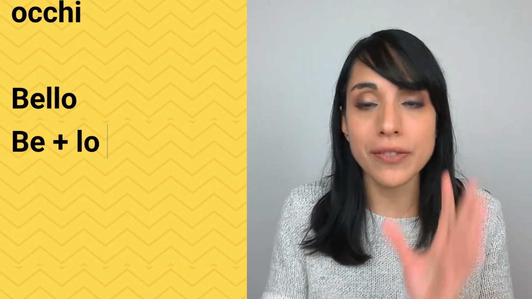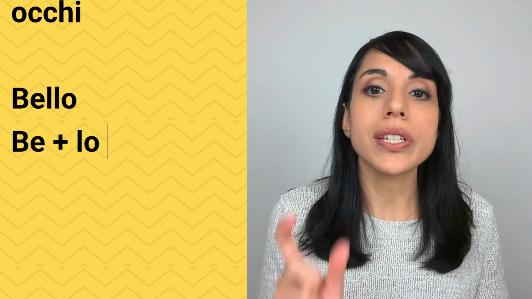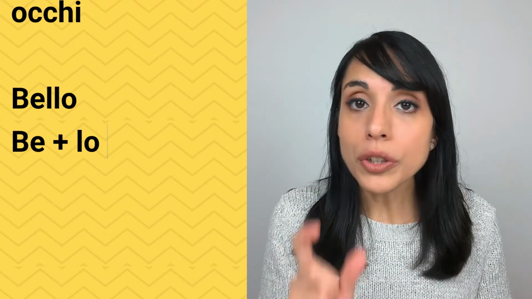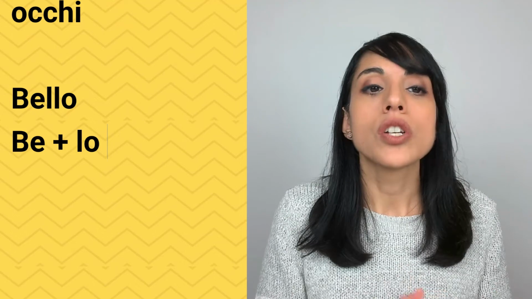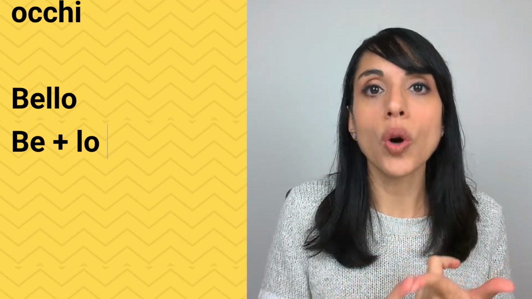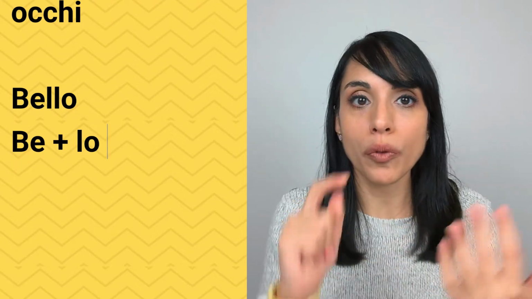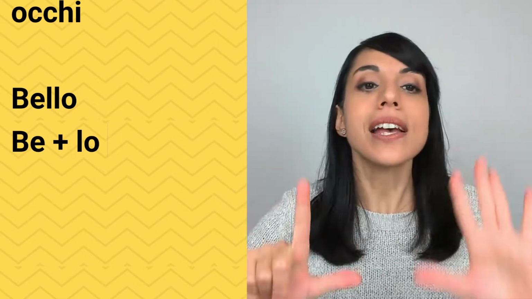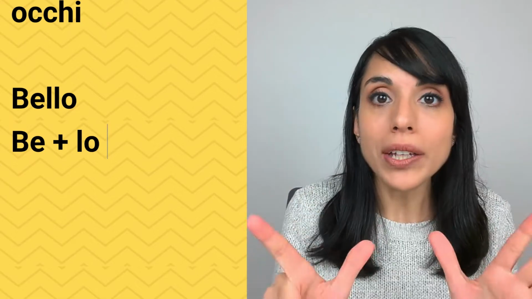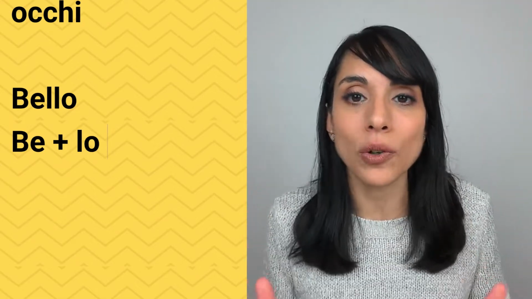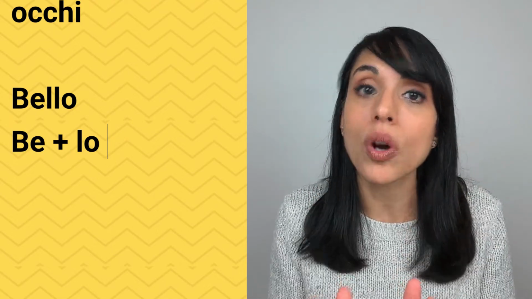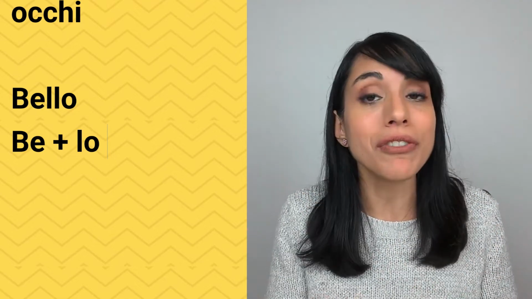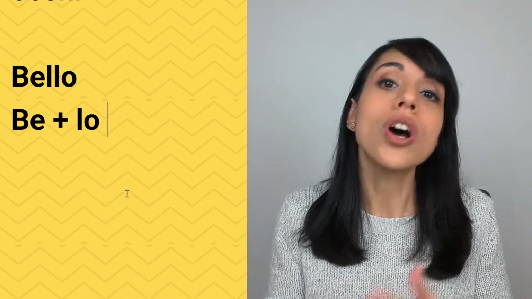But first, let's focus on something. If the second part is an article, you need to remember that we have 7 different forms, 7 different versions of that article. So we have il, lo, la, l', i, gli, le. 7 different definite articles. And that's why we have 7 different versions of bello. There you have your answer there. We have 7 different forms of bello, as many as the definite articles in Italian. So let's see them all together.